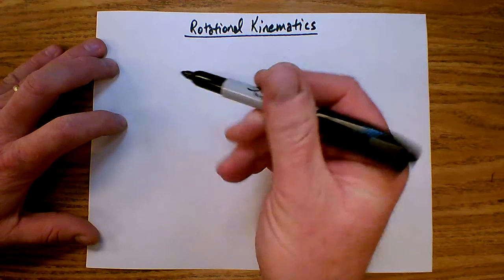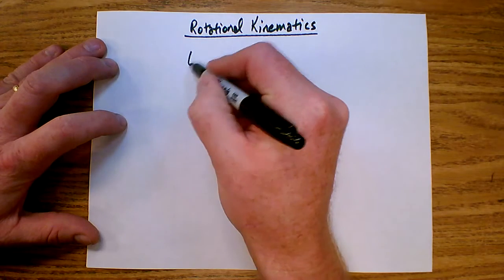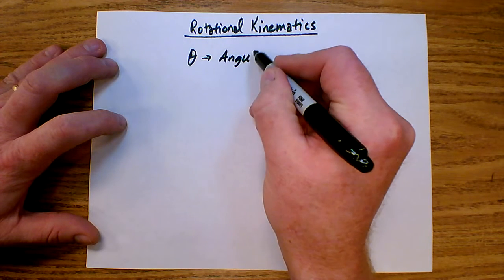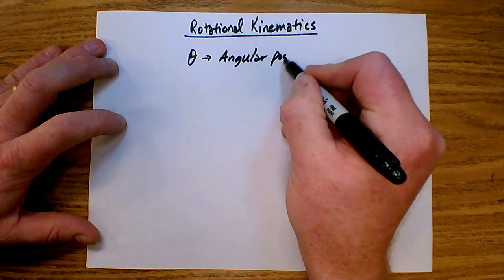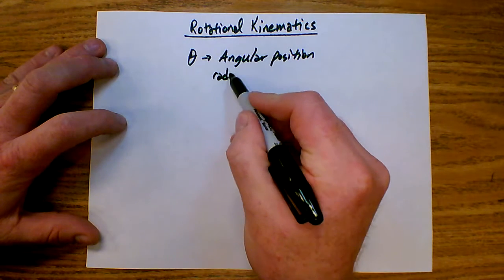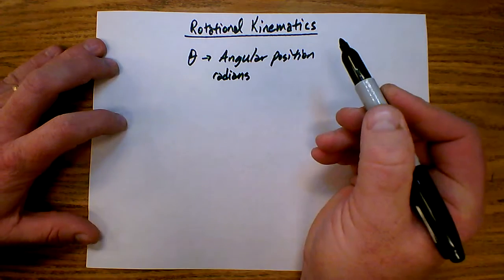So the first thing we're going to look at is theta. Theta represents an angular position. And theta is measured in radians, and so we need to understand what a radian is.